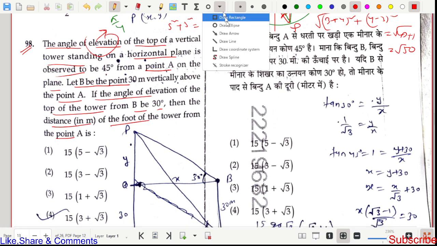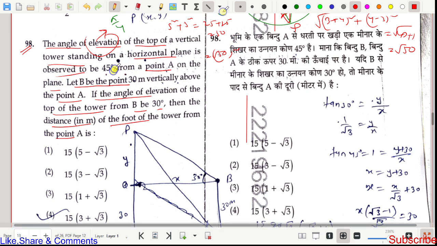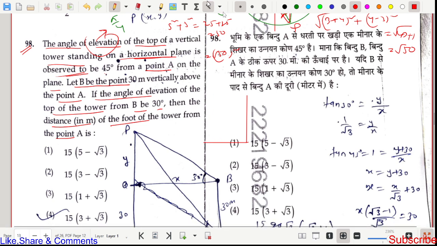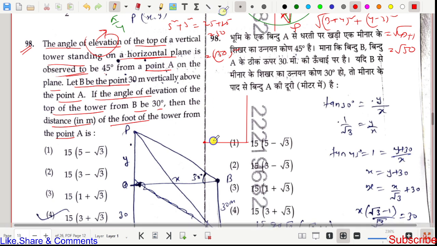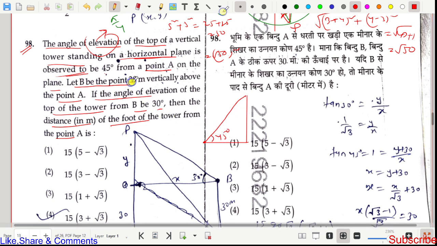So one tower is there. I'm drawing the diagram here. The angle of elevation of the top of the tower on a horizontal plane is observed as 45 degrees. Suppose this is our horizontal level, and somewhere from this point A, the angle of elevation is 45 degrees. Clear?